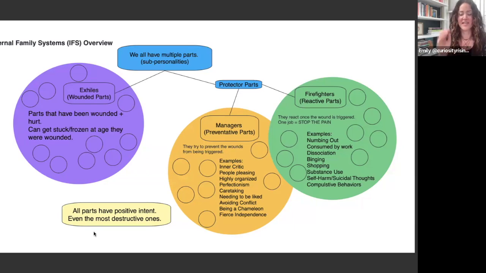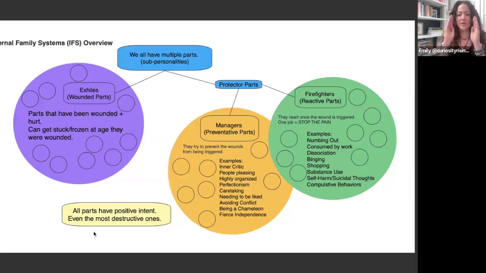That's the thing about these parts. They get very tunnel vision, especially when you think about these managers. Their tunnel vision is, okay, how do I know what happened when I was 7 years old, and I know I never want to feel that again. So how can I think about everything I could do to make sure that that never happens again?